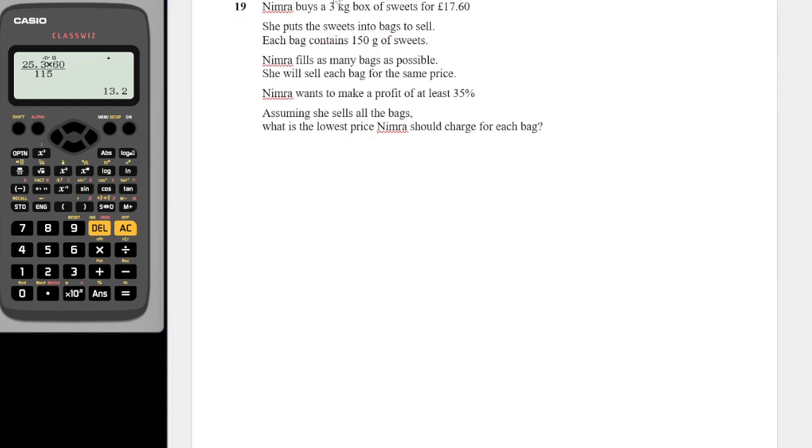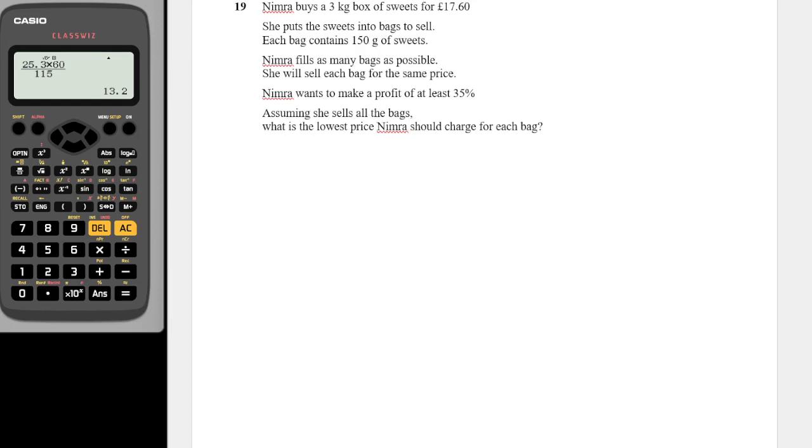Question 19. Nimra buys a 3 kilogram box of sweets for £17.60. She puts the sweets into bags to sell. Each bag contains 150 grams of sweets. She fills as many bags as possible. She will sell each bag for the same price. She wants to make 35% profit, assuming she sells all the bags. What is the lowest price that she should charge for each bag?